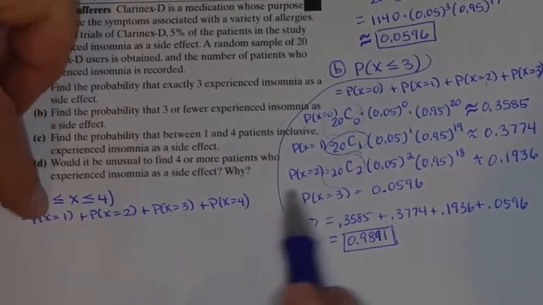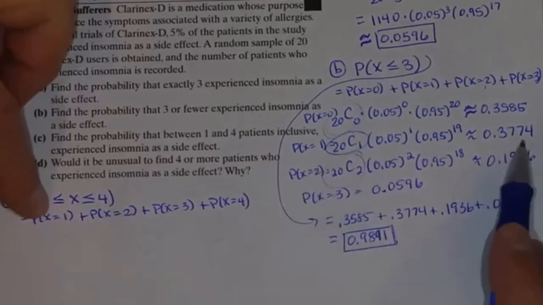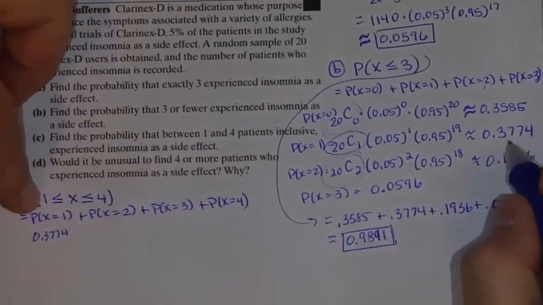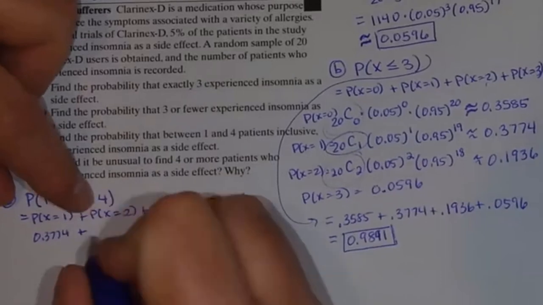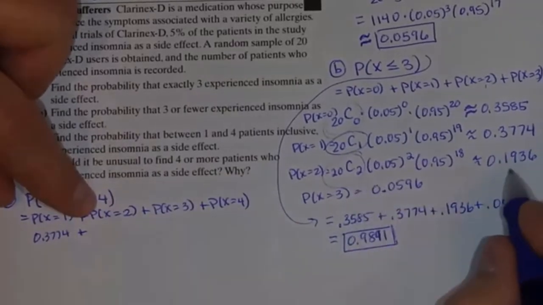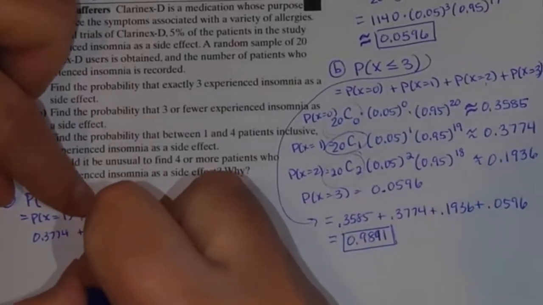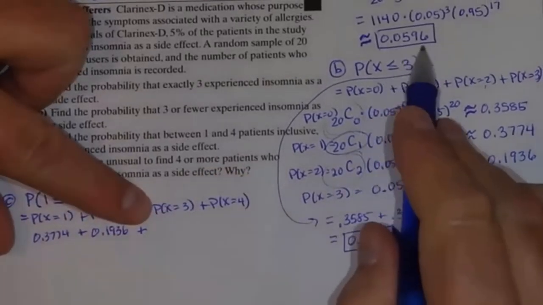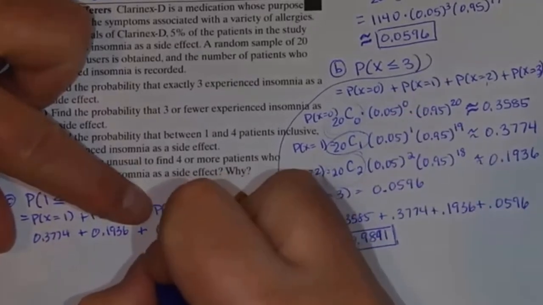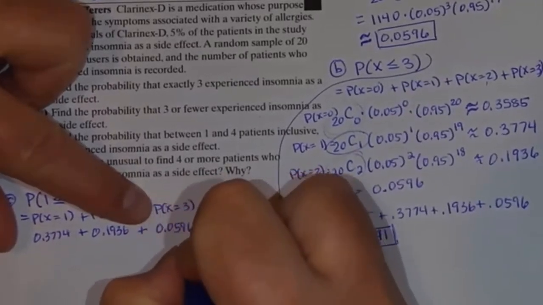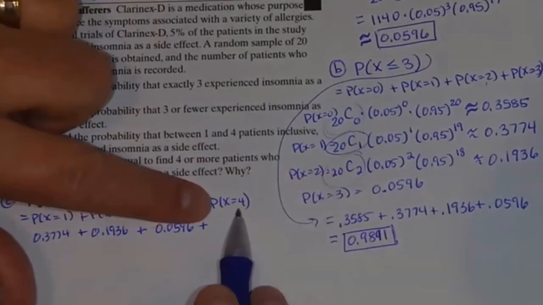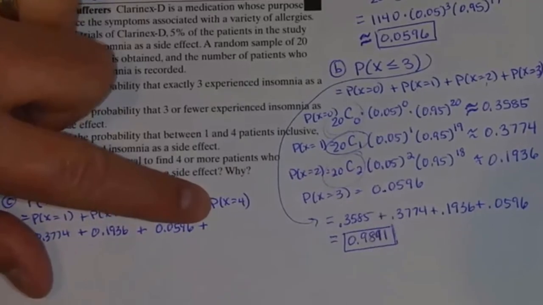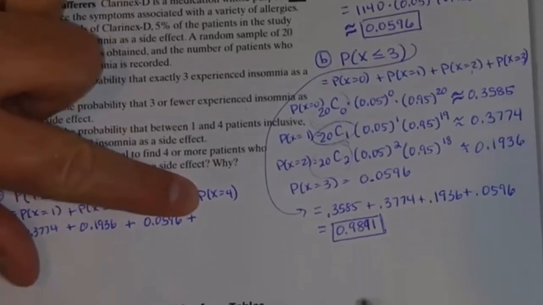Now we already know that the probability of x equals 1 is 0.3774. We calculated that right there. We already know the probability of x equals 2 is 0.1936. We already know the probability of x equals 3 is 0.0596. We calculated that up there. So all I really need to know is what's the probability of x equals 4. So can I calculate that? Well, I'm going to do that down over here.